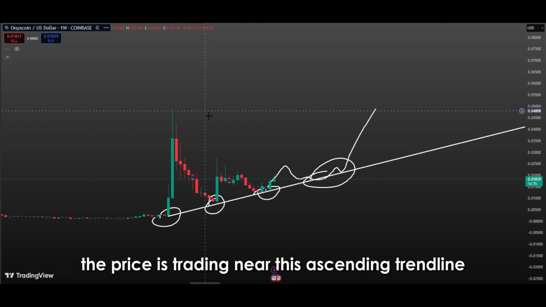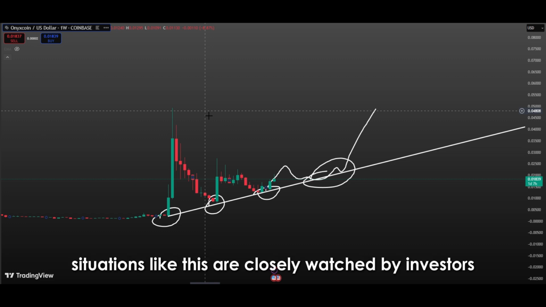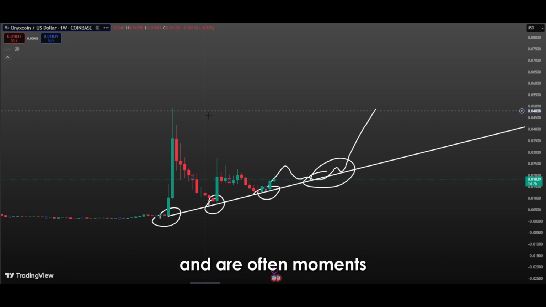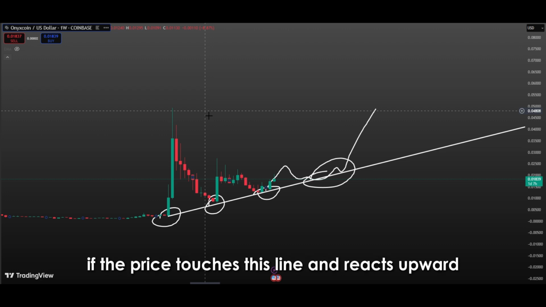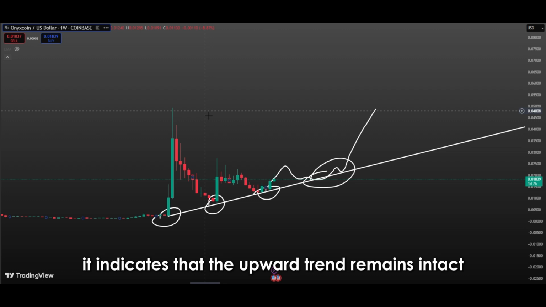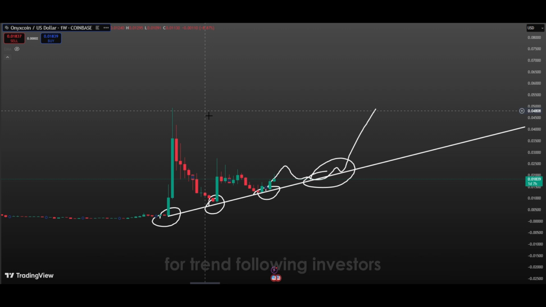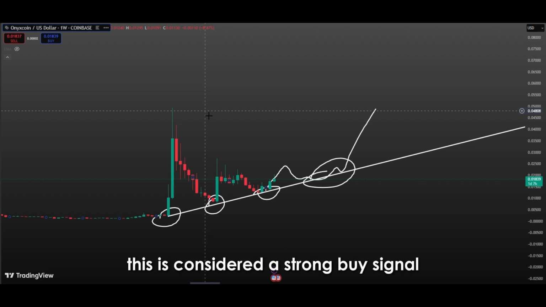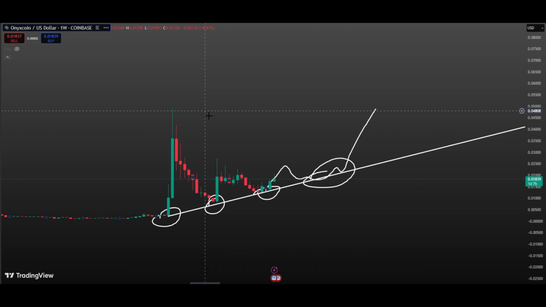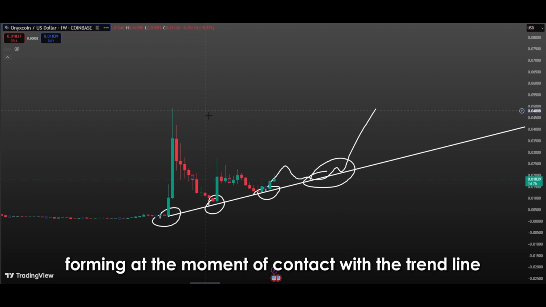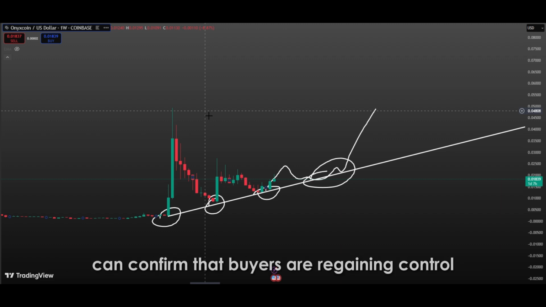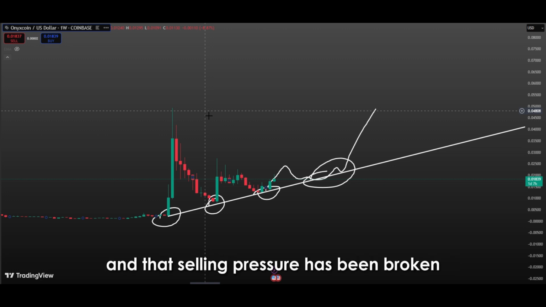Currently, the price is trading near this ascending trend line. Situations like this are closely watched by investors and are often moments when they prepare to take positions. If the price touches this line and reacts upward, it indicates that the upward trend remains intact and that the market structure is still healthy. For trend-following investors, this is considered a strong buy signal. Furthermore, green candles forming at the moment of contact with the trend line can confirm that buyers are regaining control and that selling pressure has been broken.